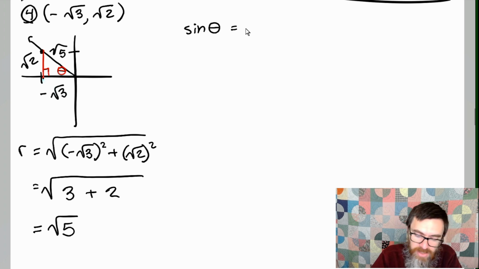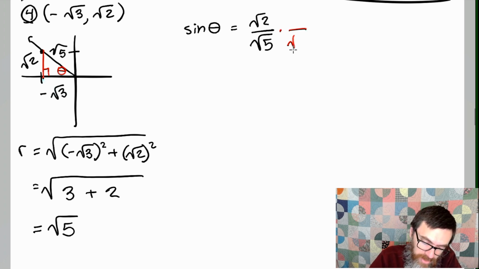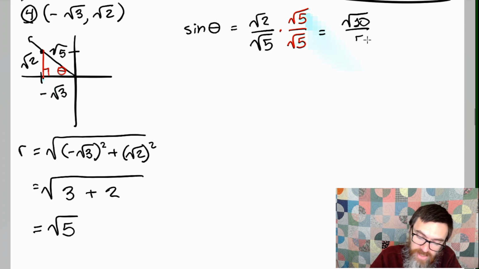Sine of theta is supposed to be opposite, square root of 2, over the hypotenuse, square root of 5. We run into the similar issue that we had in number 3, where we have radicals in the denominator, so we need to rationalize. I don't really care what the numerator is, it's all about fixing that denominator. So if I multiply times the square root of 5, in the numerator we have the square root of 10, in the denominator we just have 5. And we're done. Nothing else I can do there.